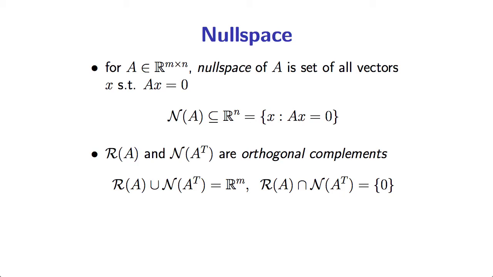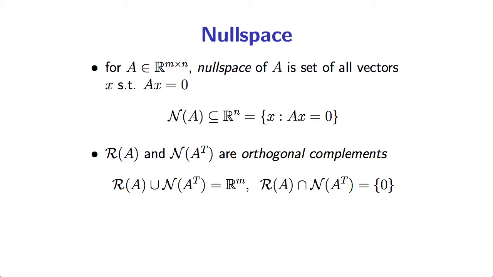Finally, the null space of A, for a matrix A in R m by n, the null space of A is the set of all vectors x such that A times x equals 0. So the null space of A is some subset of Rn, because x here has to be n-dimensional in order for this matrix vector product to make sense, and it's the set of all vectors in Rn such that when you multiply them by A, the result you get is an all-zero vector.